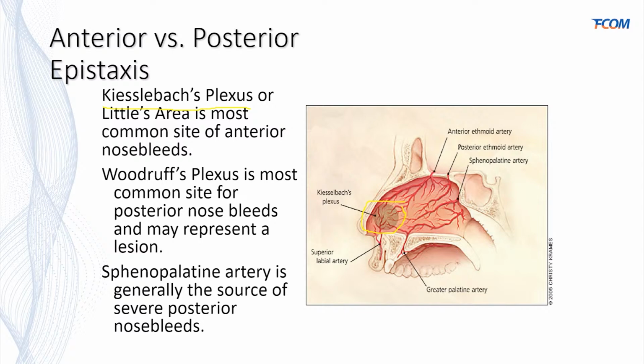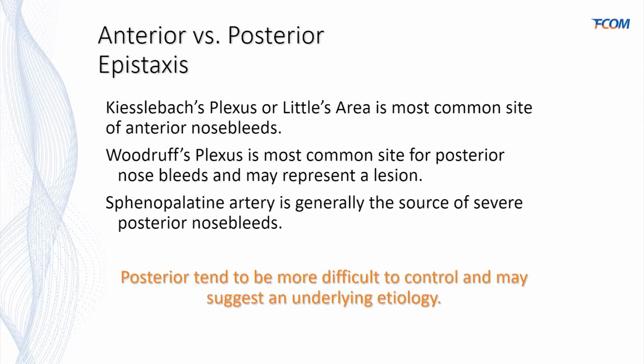Occasionally, the posterior nasal cavity can bleed, such as Woodruff's plexus. When you encounter severe bleeding, that's probably a sphenopalatine artery bleed. Posterior bleeds tend to be more difficult to control and may suggest an underlying etiology, either severe hypertension or even neoplasm.